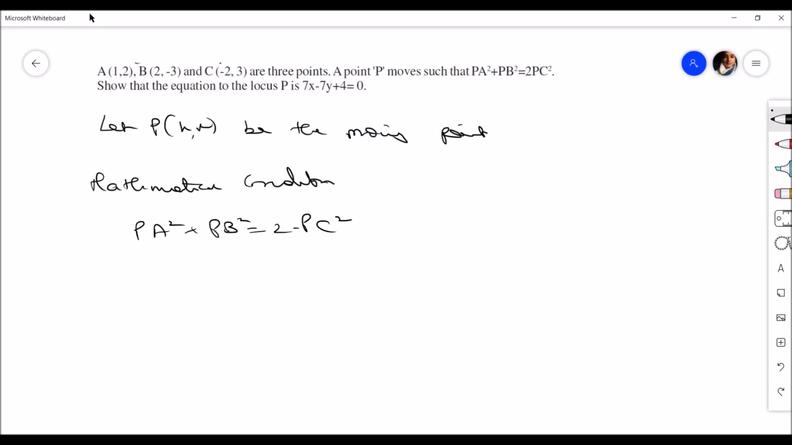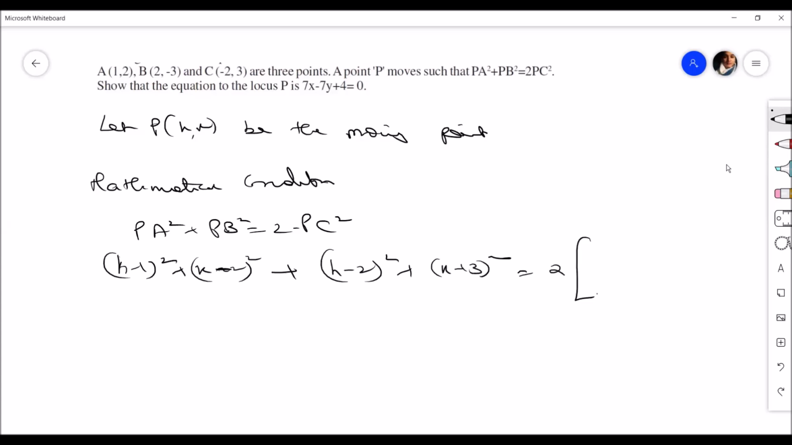All right. What is PA square? You have P and then A. Square of the distance is nothing but h minus 1 whole square plus k minus 2 whole square. Okay. PB square is h minus 2 whole square plus k plus 3 whole square, is equal to twice of PC square. So what is PC square? It's h plus 2 whole square plus k minus 3 whole square, right?